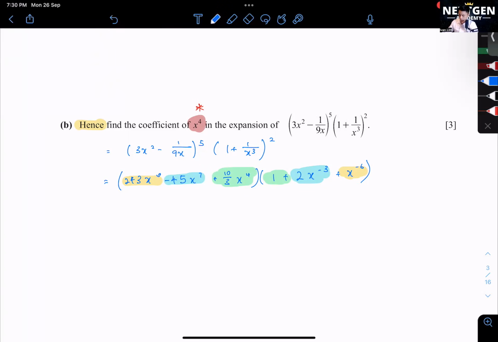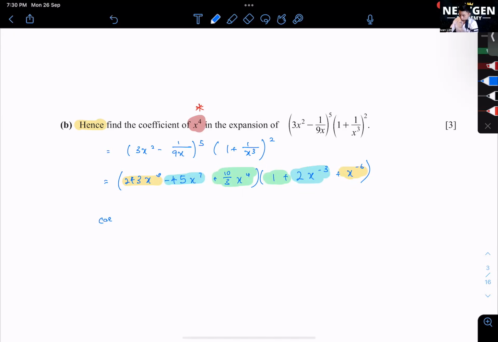Okay, so then after that, you look at the blue one, x to the power of 7 and x to the power of -3, or 1 over x to the power of 3, you get x to the power of 4 also. X to the power of 4 and this one x to the power of 0, nothing. You also get x to the power of 4. Okay, so I like to write it just like this.